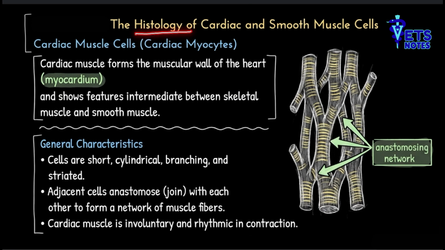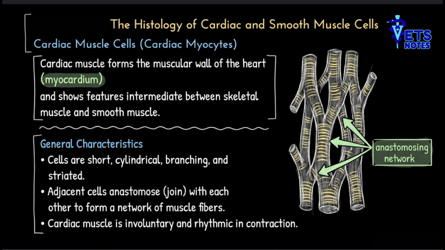Histology of cardiac and smooth muscle cells. Cardiac muscle cells, also called cardiac myocytes. Cardiac muscle forms the muscular wall of the heart, called the myocardium, and shows features intermediate between skeletal muscle and smooth muscle. Very, very important point. General characteristics.